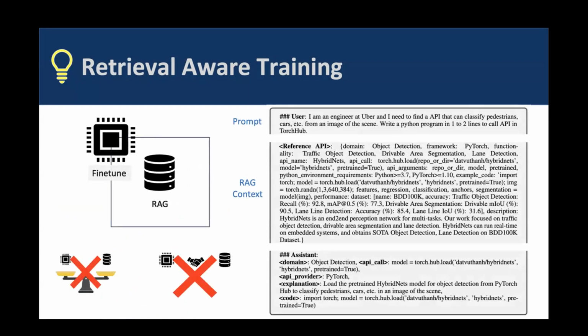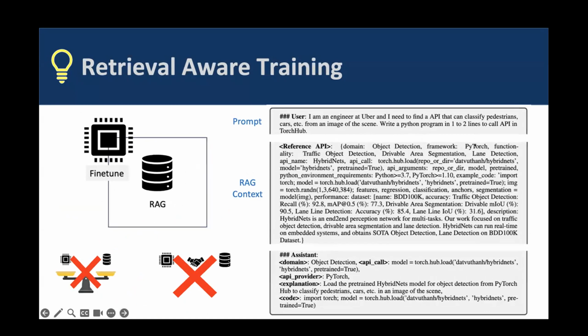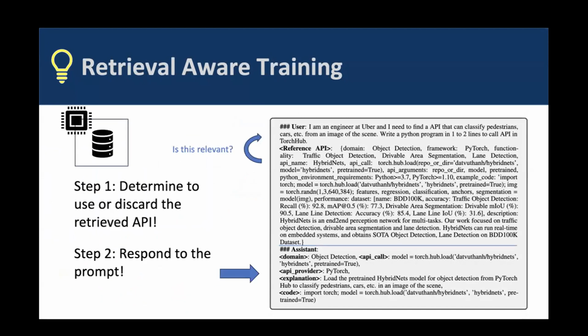And so as a quick example, suppose you say, hey, I'm an engineer at Uber, and I want to identify pedestrians, cars, etc. And suppose this is the RAG context that you got, which is to use the object detection framework from PyTorch as an API call. The first thing that you want to do is ask a question: is this relevant? In this case, yes, you can use an object detector to identify pedestrians. So you're going to answer the prompt.